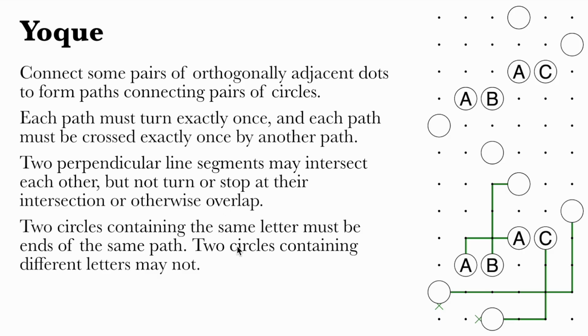Two circles containing the same letter must be ends of the same path. Two circles containing different letters may not. So essentially, we're labeling each line with a letter, though some lines may end up being labeled with a letter that's not actually given. So this would be maybe the D, so that we have an A line, a B line, a C line, and a D line. Those are the rules of Yoque, so it's time to solve a puzzle.